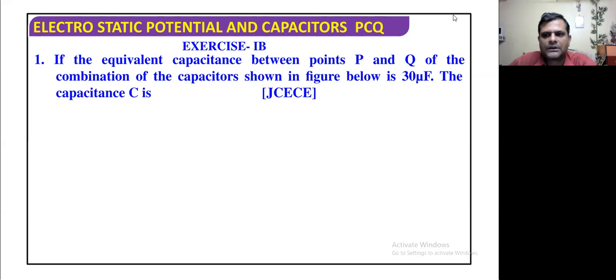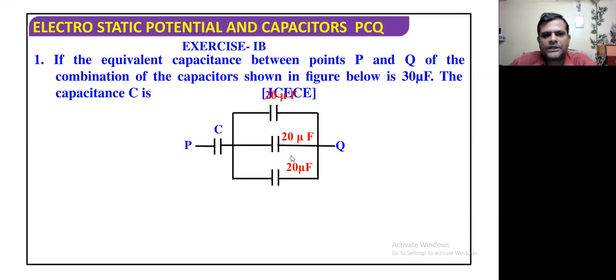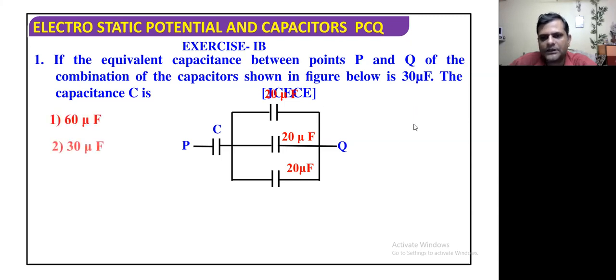Just read the question. If the equivalent capacitance between the points P and Q of the combination of capacitors shown in the figure below is 30 microfarad, then what is the capacitance C here? तो C का capacitance हमको ढूंढ के निकालना है और effective capacitance यहाँ पे दिया हुआ है, 30 microfarad दिया हुआ है. तो देखो, simply we have to use the formula for series and parallel combination.